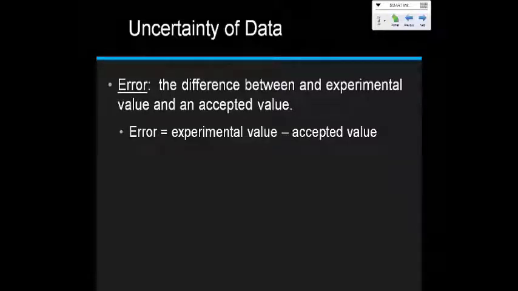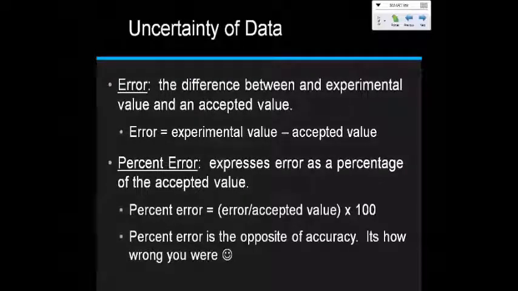We have error. When we're doing a lab, a scientific lab, and we're measuring things and collecting data, we have error. And so error is the difference between an experimental value, what you get in your science lab, and the accepted value. So how you calculate that is you take the experimental value minus the accepted value, and that gives you what type of error you have. Then we also calculate percent error. This takes all of the error possible in your lab and divides the accepted value by it, multiplies it by 100 to give you a percentage of the accepted value and a percent error.